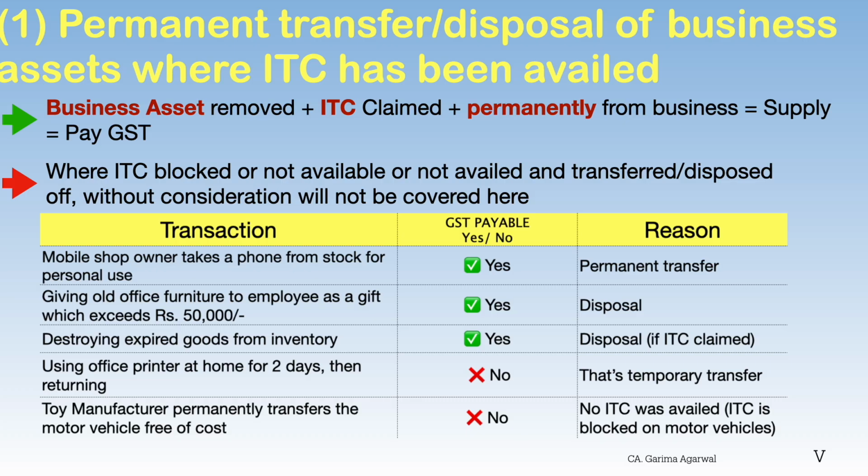Fifth example, a toy manufacturer permanently transfers a motor vehicle free of cost. Will GST apply? No. Why? As we had discussed earlier, under section 17(5), input tax credit on a motor vehicle is blocked. Therefore, in this case, as ITC was not availed at the time of purchase, even if the toy manufacturer is permanently disposing of that motor vehicle, still no GST will apply on such a transaction.